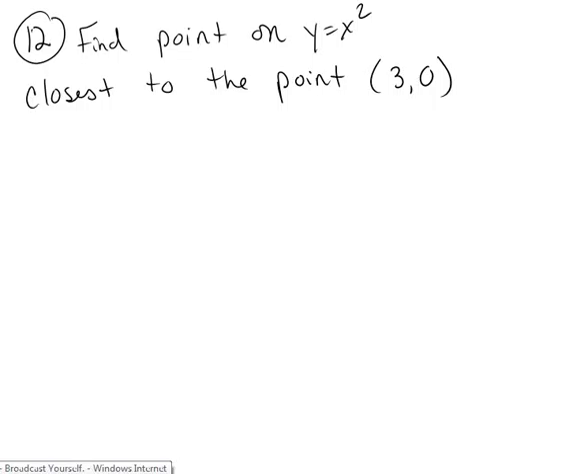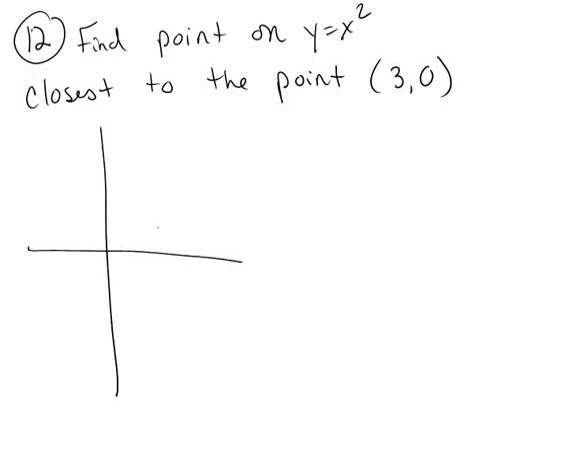Okay, on this problem we're looking at the function y equals x squared, and we want to find the point on that graph or that function that's closest to the point (3, 0). So here's point (3, 0).